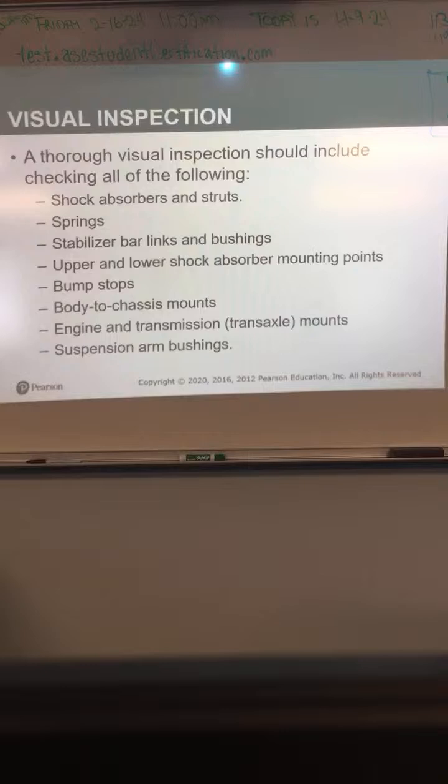A thorough visual inspection should include checking the shocks and the struts. Shocks, really, the only thing you've got to check on a strut or on a shock is, is it leaking? If it is, it's bad. If it's not, just make sure when you bounce on the car, it doesn't kind of do this 3 or 4 times before it comes to a rest. If it does, the shocks are worn out. Pretty simple test.